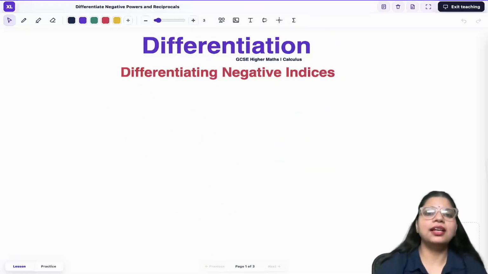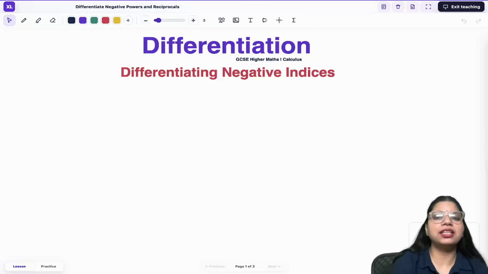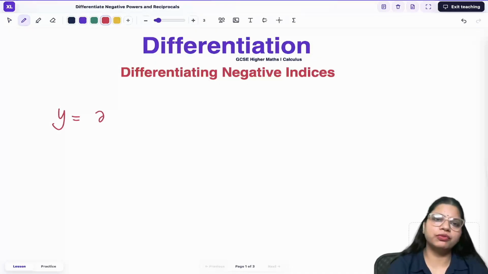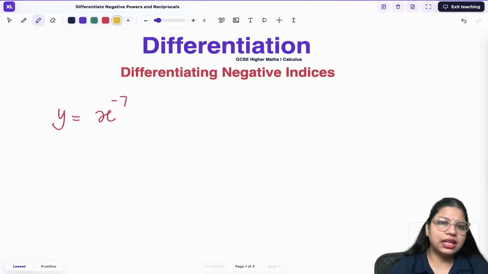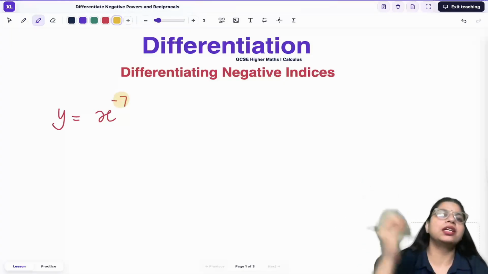In today's lesson, we'll talk about differentiating negative indices. So we'll see questions something like this: y equals x to the power of minus 7. How to do these type of questions? The basic concept is the same. Pick the indices, bring it down and reduce by 1.